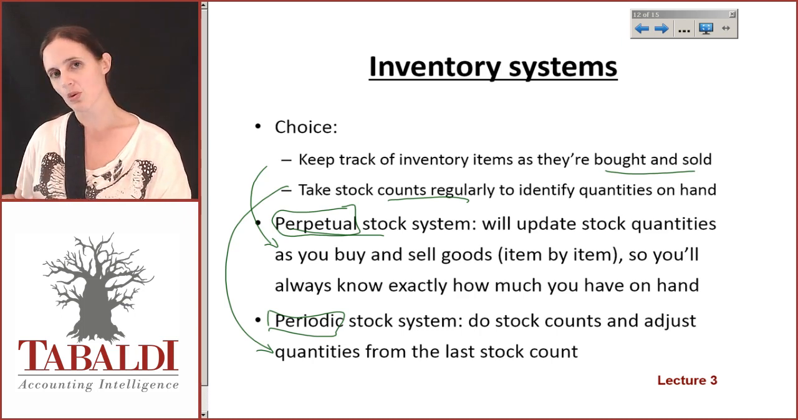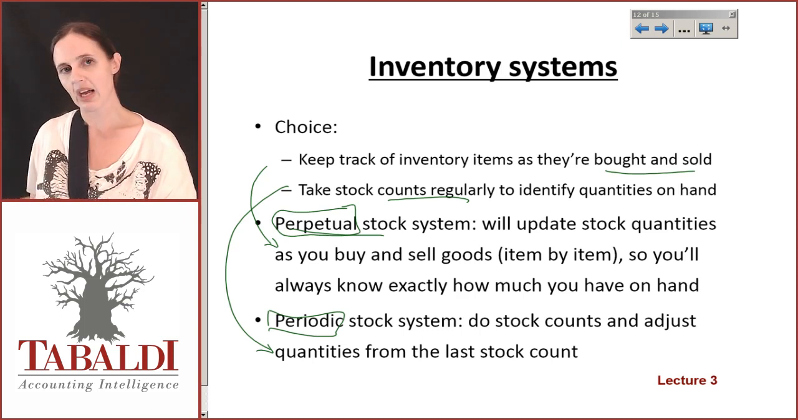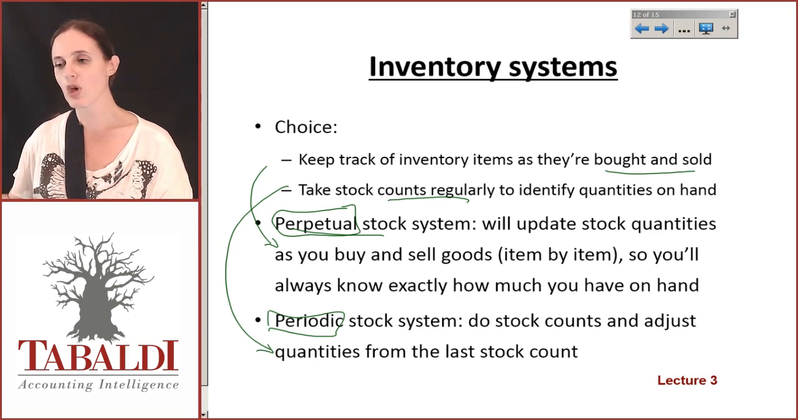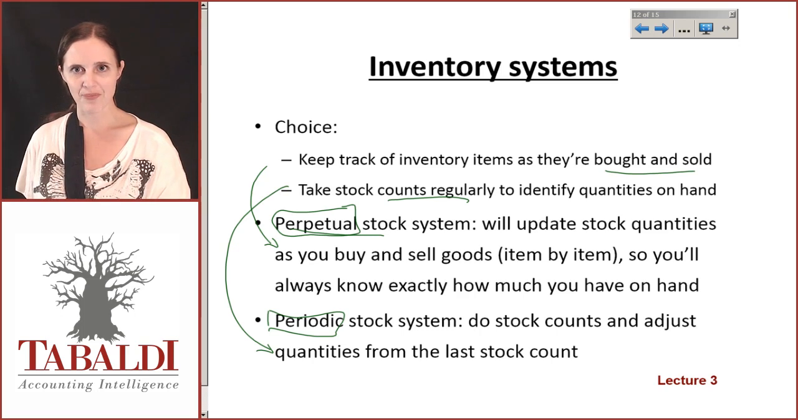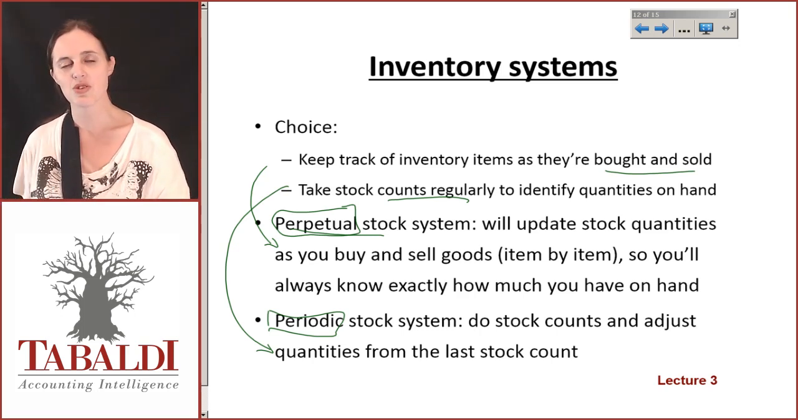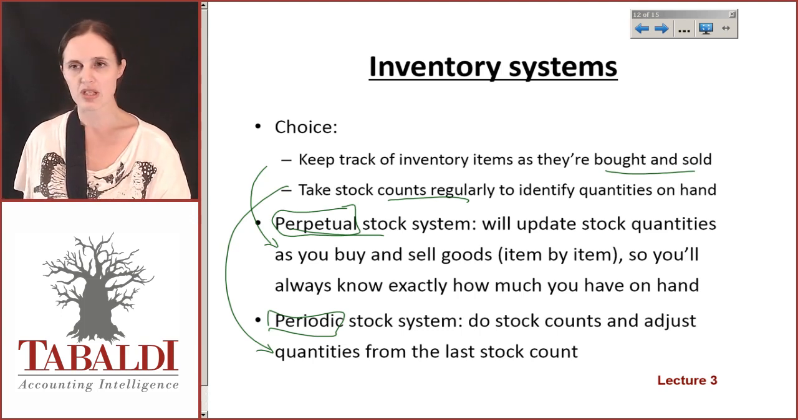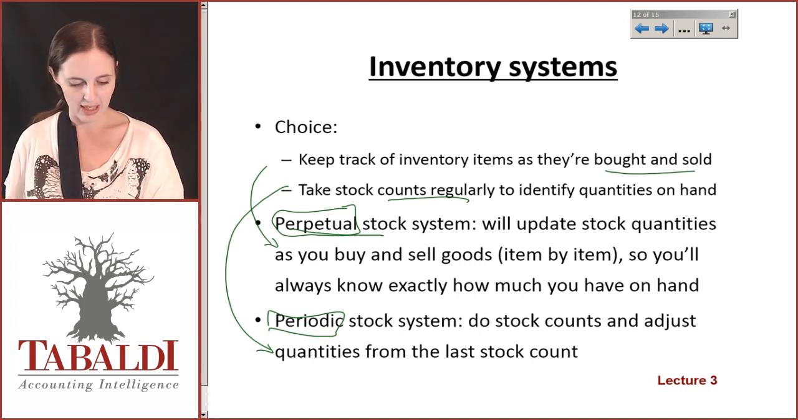At the end of next month, you do another stock count and you identify how much you have at the end of next month. If you have 4 items, then we need to adjust last month's 5 to this month's 4, because last month I had 5 and that was the last time I looked at it. Now I only have 4, which means I need to subtract 1. And that's obviously going to be the difference between all my purchases and my selling.